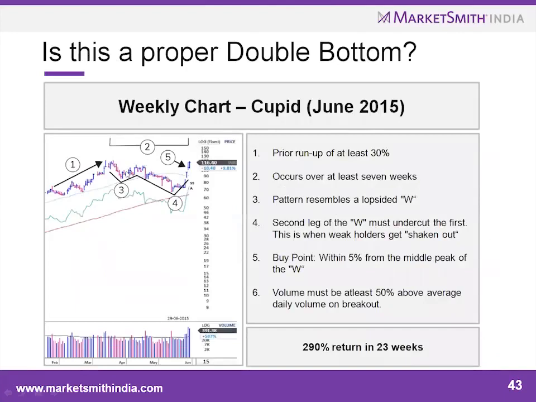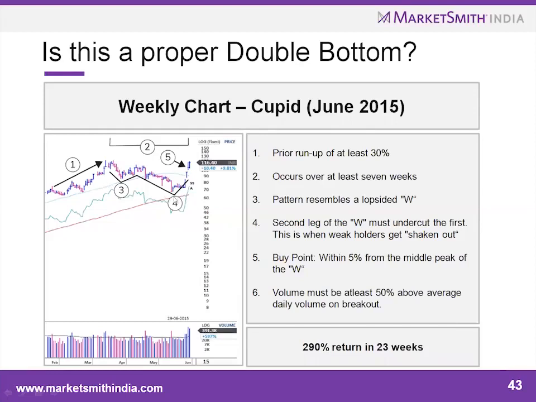So again, a chart where the stock made a double bottom base pattern. It had a prior 30% uptrend. The entire sideways movement happened for 7 weeks. This particular pattern is a double bottom pattern which resembles a W. It's kind of lopsided.